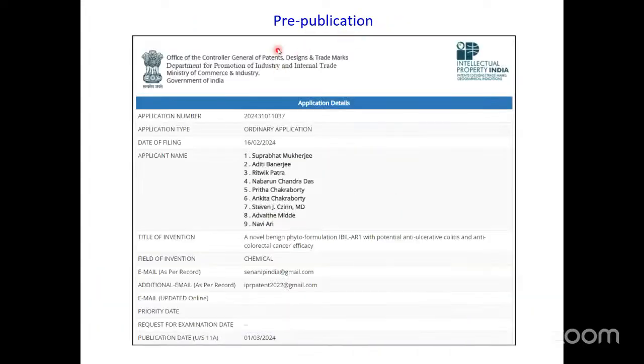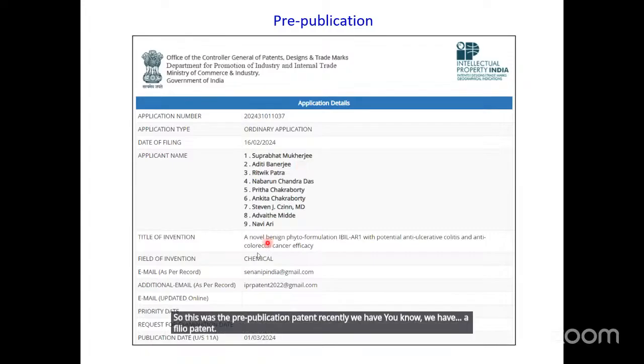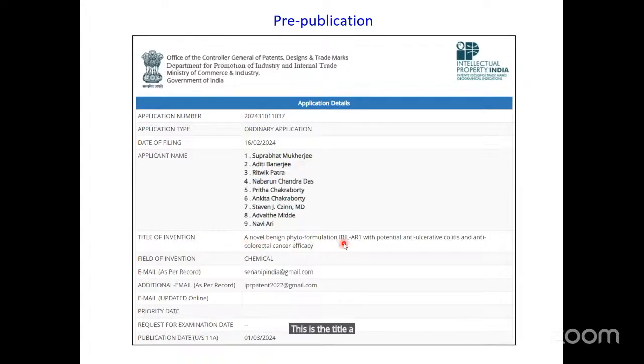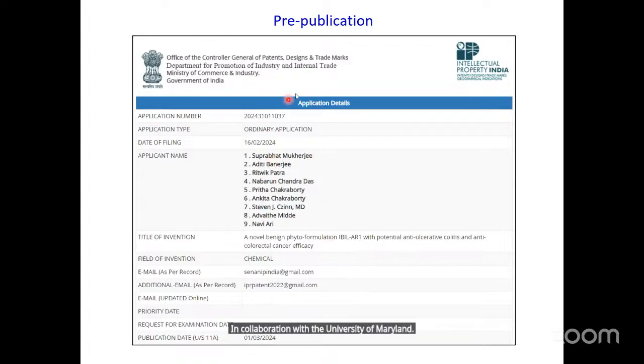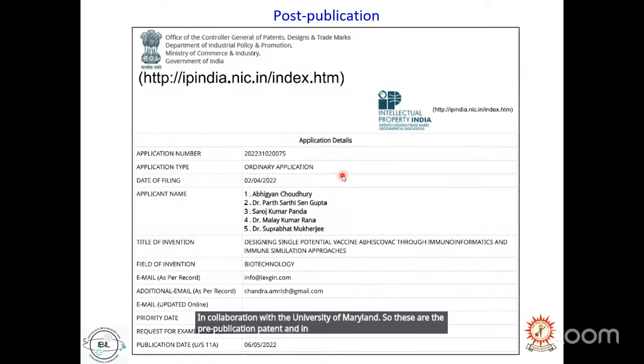So this was the pre-publication patent. Recently, we have filed a patent. This is the title: a novel benign phytoformulation, IBI layer 1, with potential anti-ulcerative qualities and anti-colorectal cancer efficacy, in collaboration with the University of Maryland. So these are pre-publication patents. And in the case of the COVID vaccine, designing a single potential vaccine, Aviscovac, through immunoinformatics and immune simulation approaches, this was the post-publication patent. So both are possible. Okay.